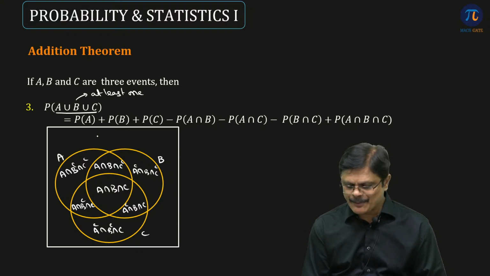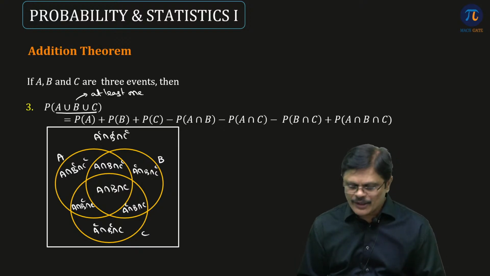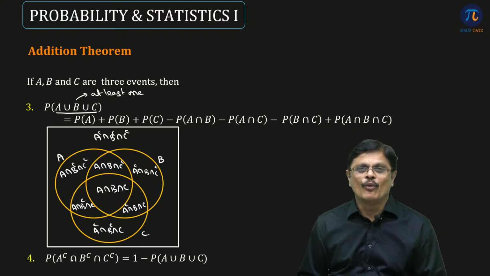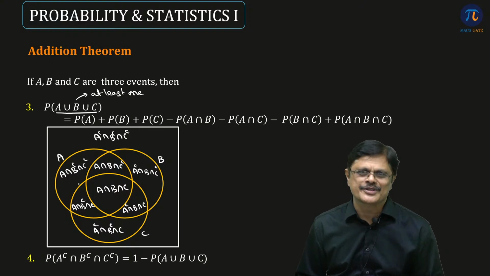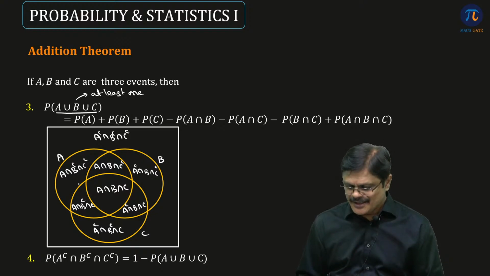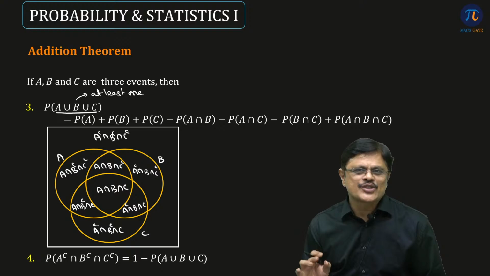And what about the outside portion? Sorry to all, neither A nor B nor C. None. And what is the formula for none, my dear friends? 1 minus, that is total probability, 1 minus the probability of this. This portion is called the union portion. Is the idea clear? If you understand this, any problem can be easily solved.